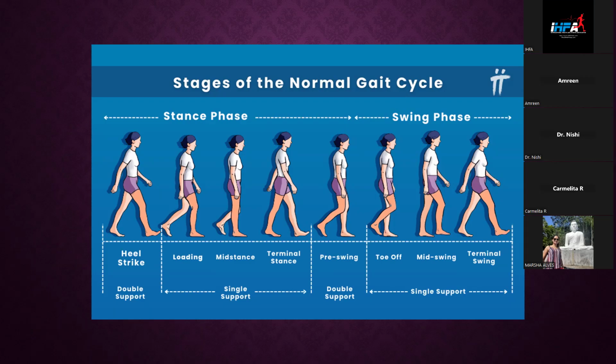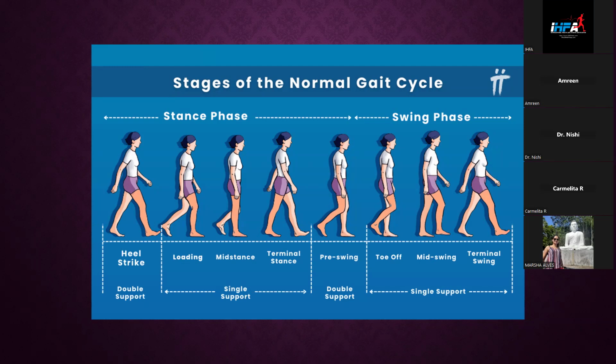So in gait we have a gait cycle. In gait we have two phases. One is stance phase and one is swing phase. Does everyone know the gait cycle or do you want me to revise it? A revision will be better. Okay. So we have specifically two phases of gait in a gait cycle. One is stance and one is swing phase.